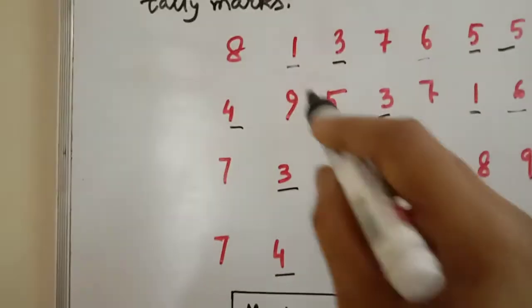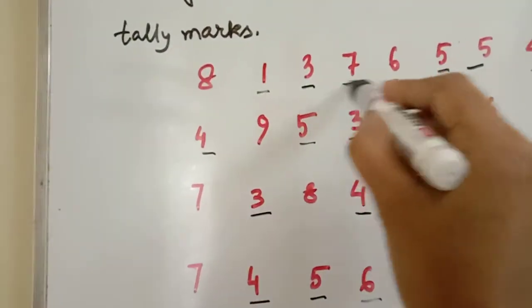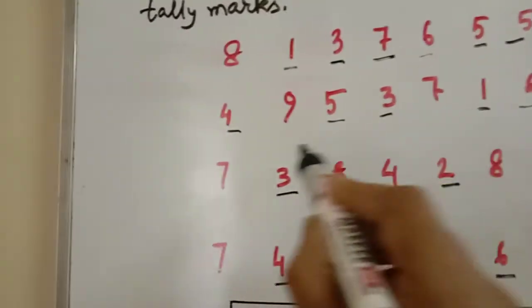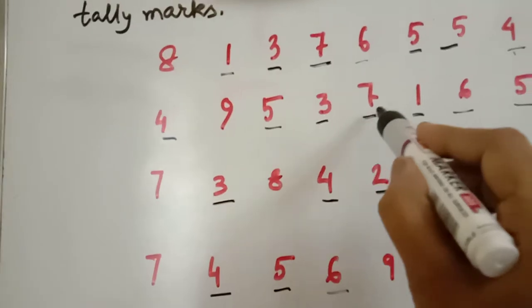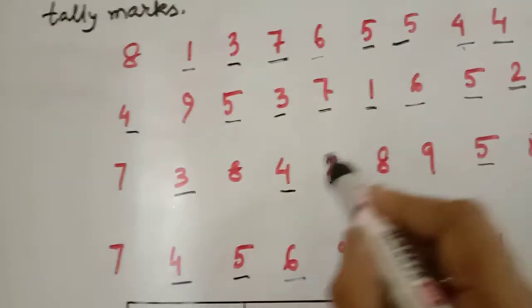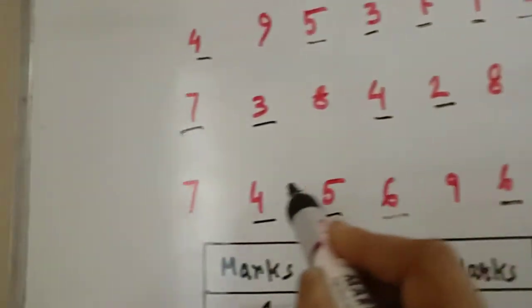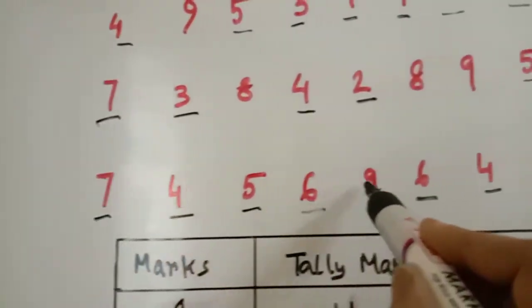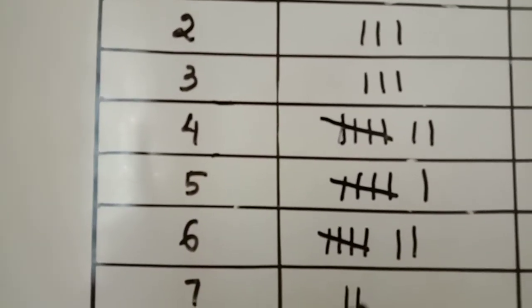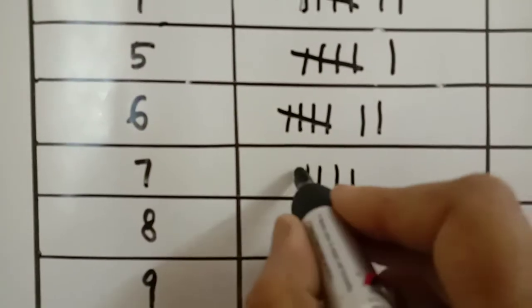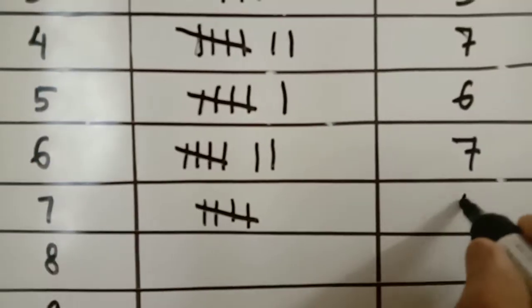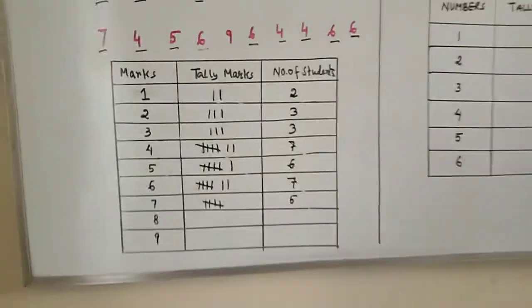Now 7 comes. Watch how many times 7 is there. 1, 2, 3, 4, 5. 7 comes 5 times. 1 2 3 4 5, and you have to write the number 5 also.